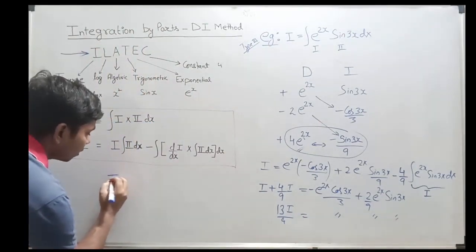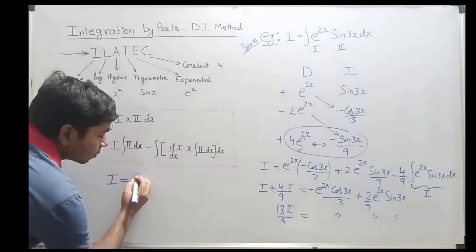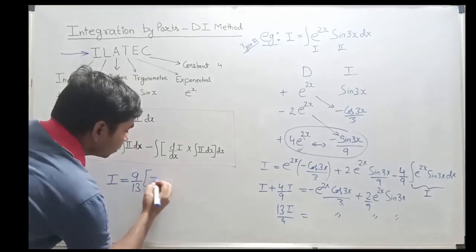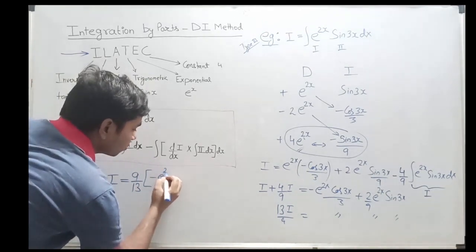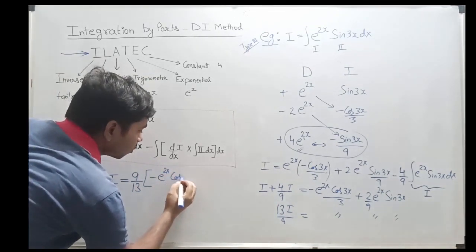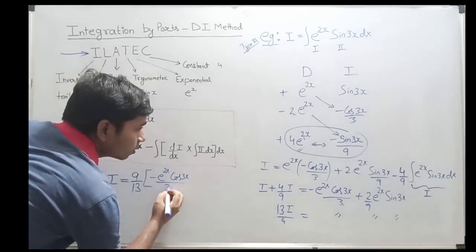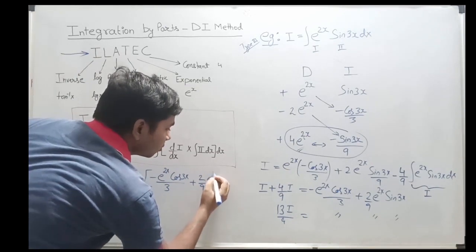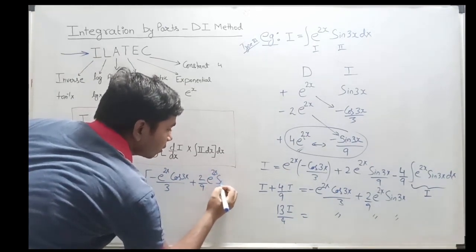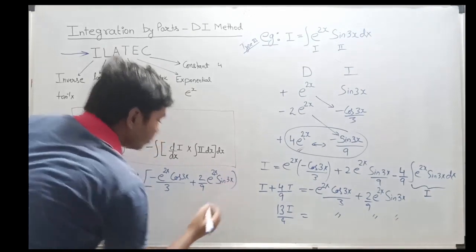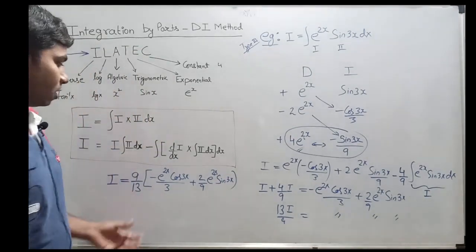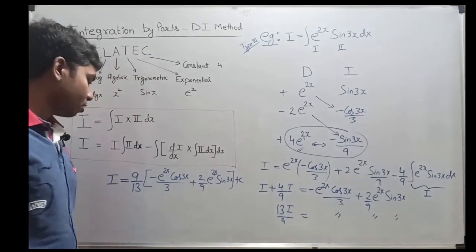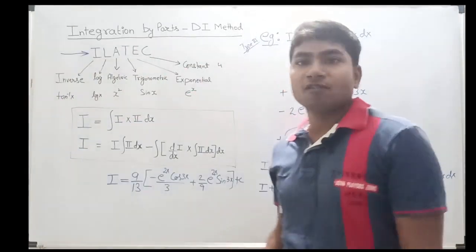Now the value of I will come like 9 by 13, and the remaining function, minus e raised to power 2x cos 3x divided by 3 plus 2 by 9 e raised to power 2x sin 3x, plus C. So this will be our answer, student.